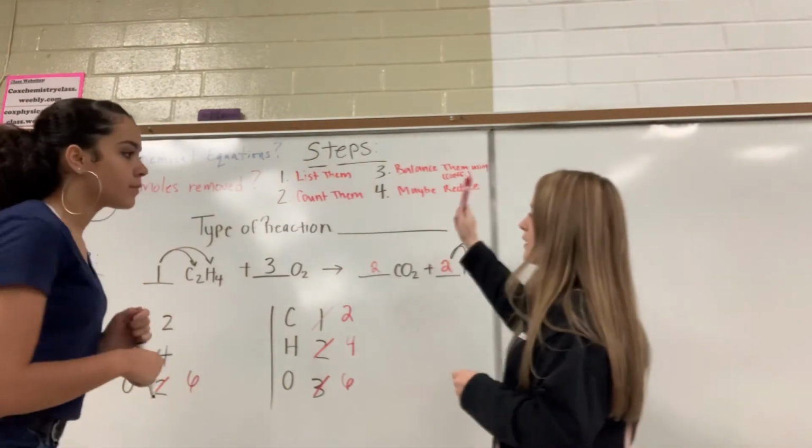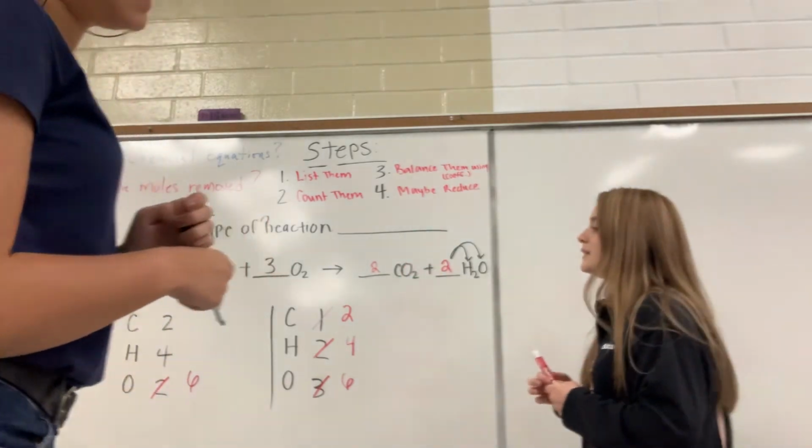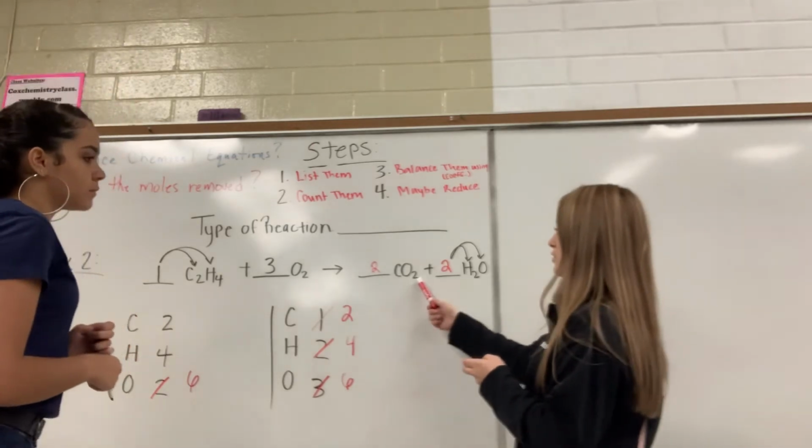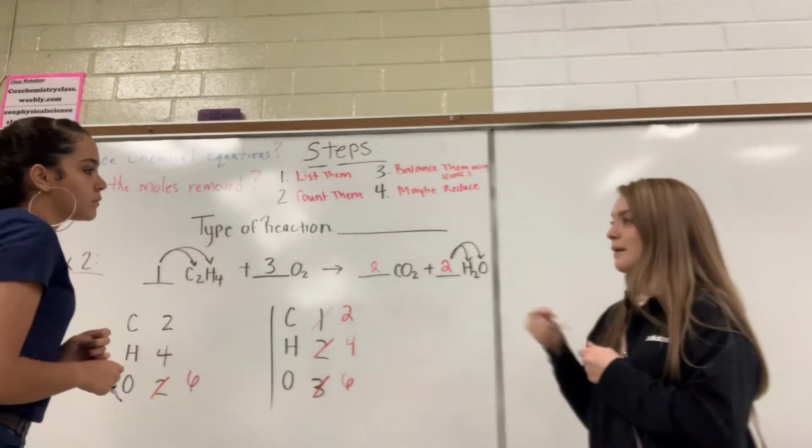And now, lastly, what you have to do is write down the type of reaction that it is. This is a combustion because anything that has to deal with H2O, which is water, and CO2, which is carbon dioxide, will make it a combustion.